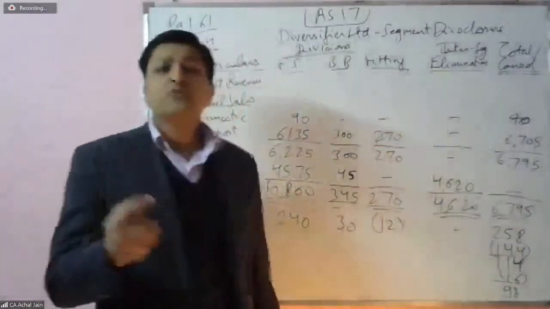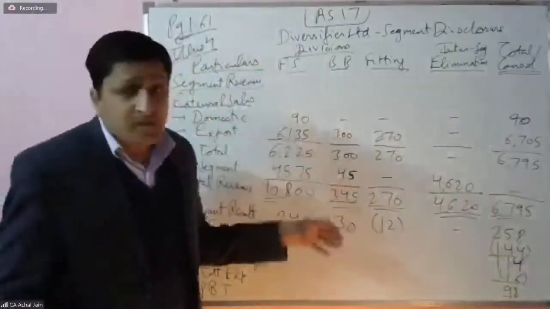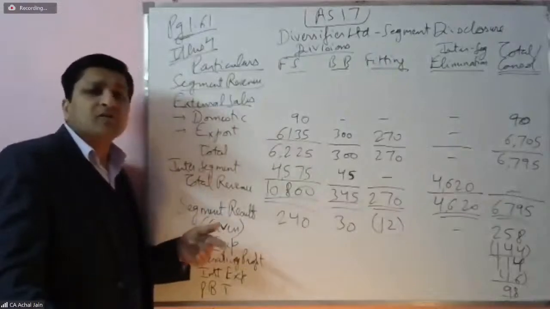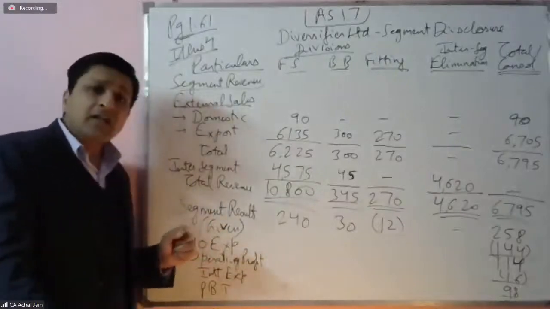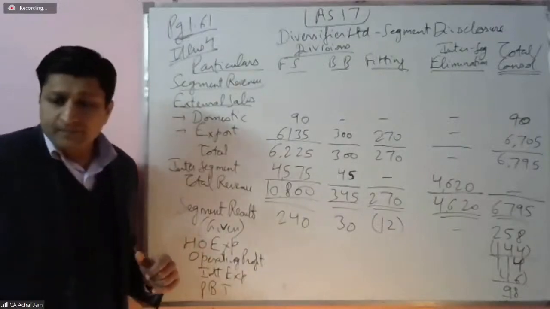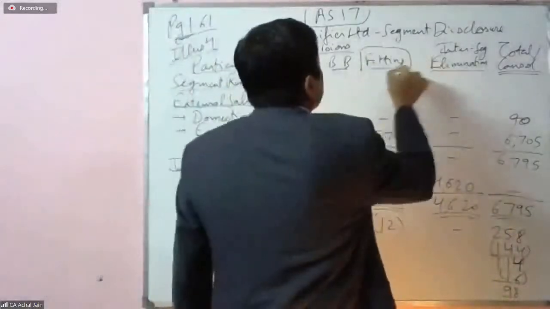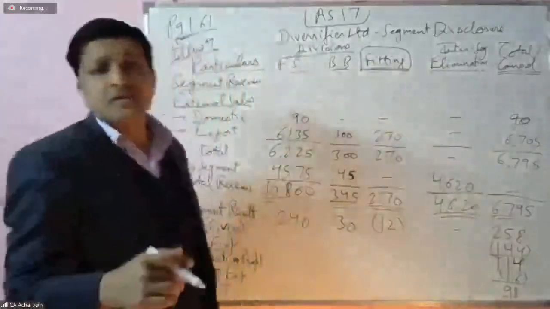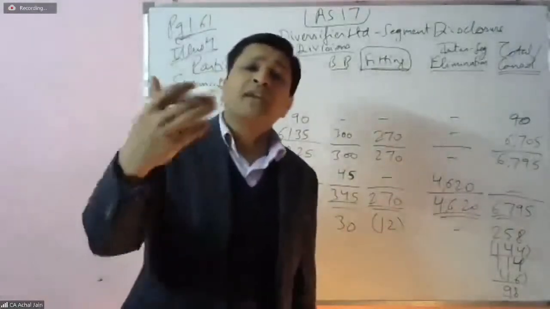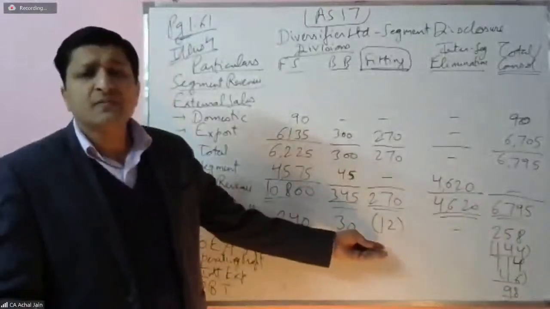Does it help the user of the financial statements to understand about the organization, about its business, about its operating activities, about its operational profits or losses in a better manner? The answer is yes. The answer is clear yes. Why? Because we can make out very clearly that this division, fitting division, is making losses. And these are not the losses after interest or HO expenses. Even at the operational level, this is making losses.